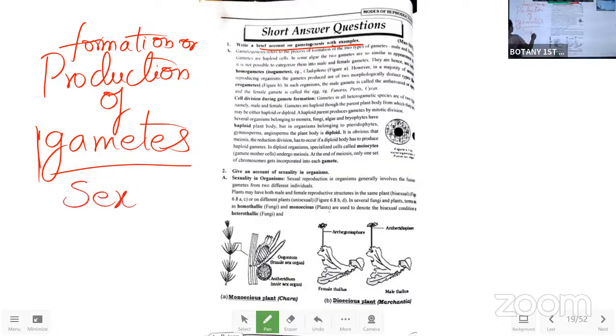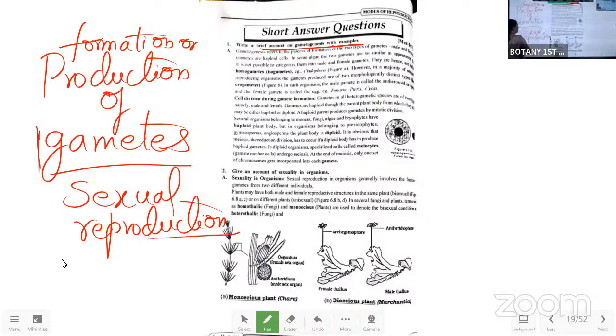Isn't it? If we know this, then we can write in our own words. No need to read the answer and mug it up. Like that, we have to prepare for ourselves. So, gametogenesis means production of two different types of gametes from the plant body is called gametogenesis.